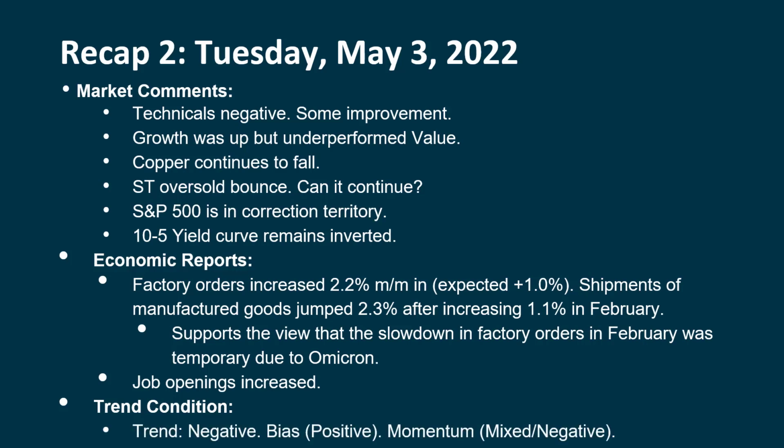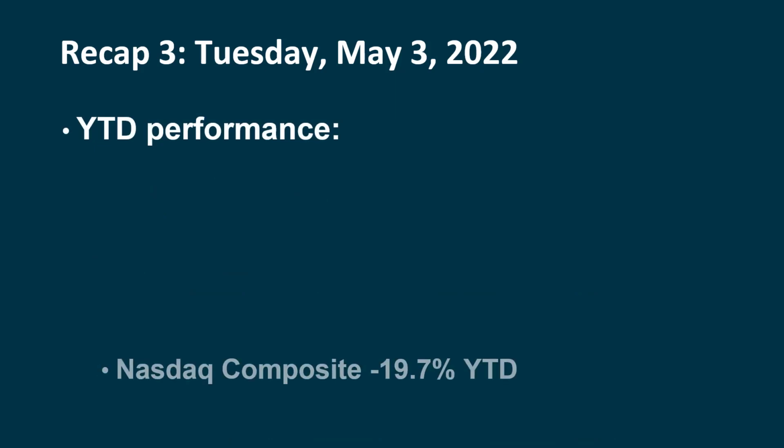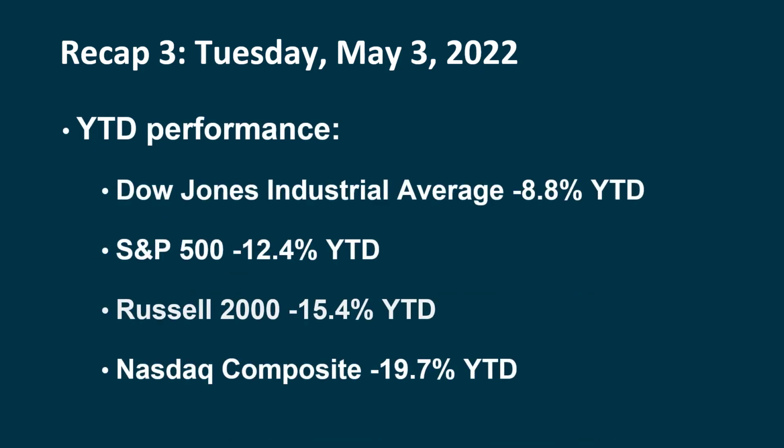And then as far as our trend condition, it's negative still. The bias is positive. We've had 2 up days in a row. The momentum is still mixed to negative overall. And we're kind of sitting on the fence right now to see how the market will gyrate after the FOMC adjourns their meeting. So the year-to-date performance, and I thought I went through and fixed these, but I'm just going to bring them all up.